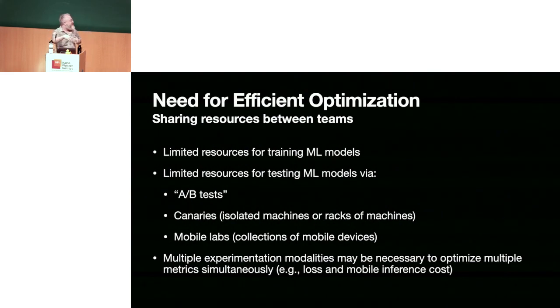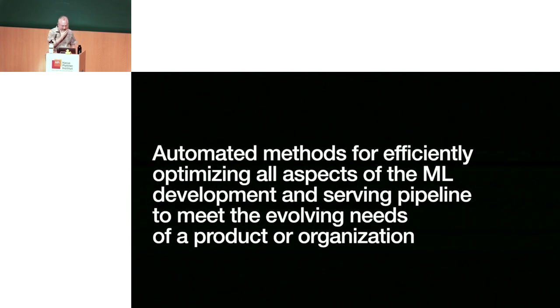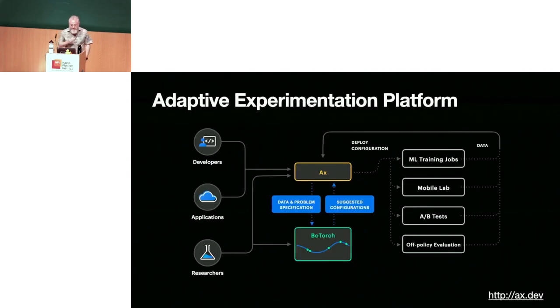And finally, for a lot of these things, we often have to coordinate across these. Okay, and so going back to this question, like, what does AutoML mean to you? Well, AutoML, for us, means coming up with methods that are efficiently optimizing across all aspects of development and serving in order to meet evolving needs of the company. And so this can be quite dynamic.